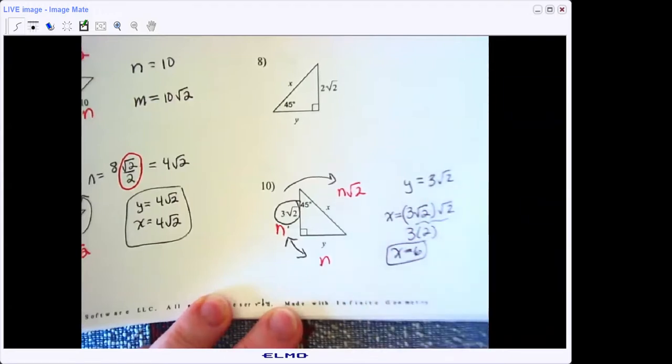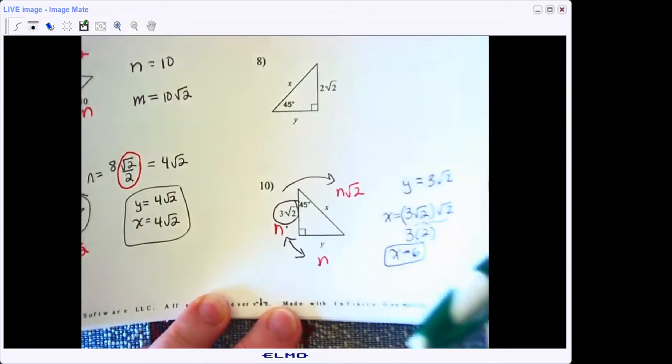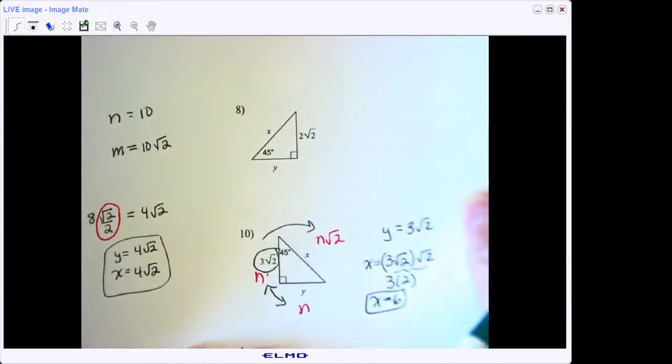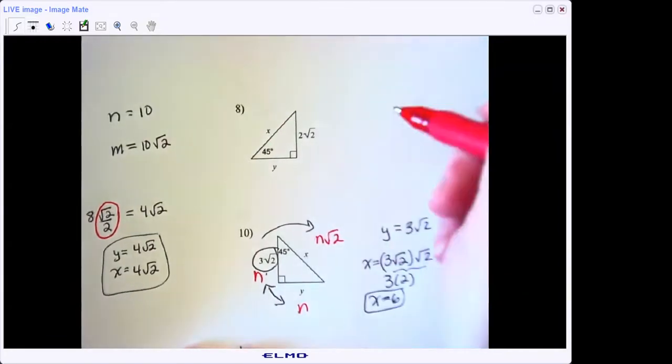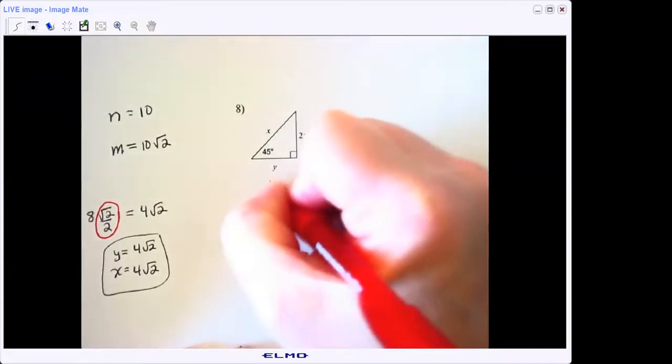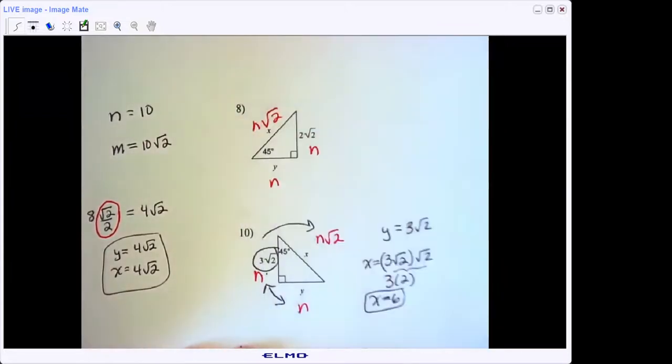So your hypotenuse turns out to be 6. So if you have questions along the way, please make sure that you're asking, okay? Because I'm not going to stop after each one. Okay, number 8, labeling, very similar. n, n root 2.